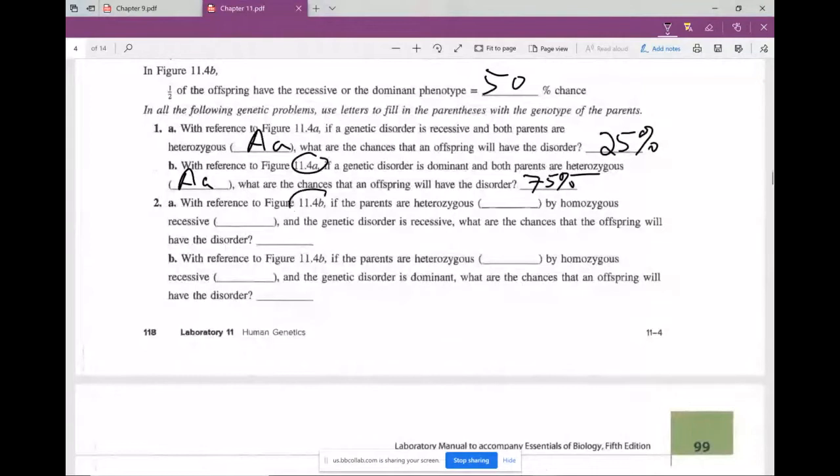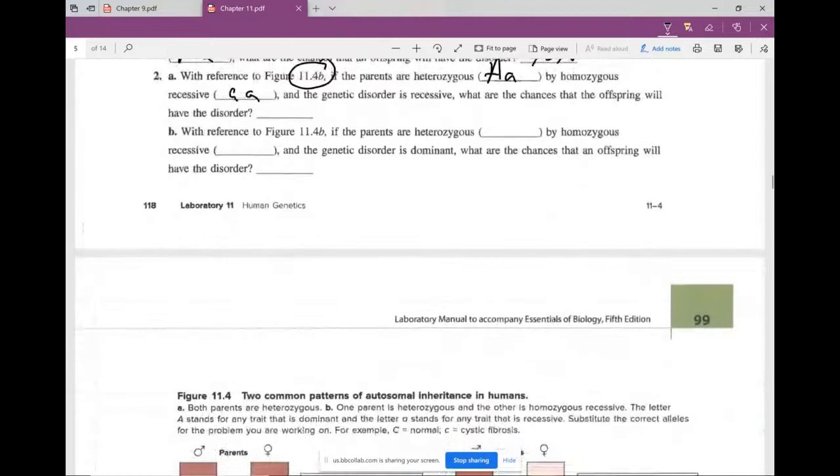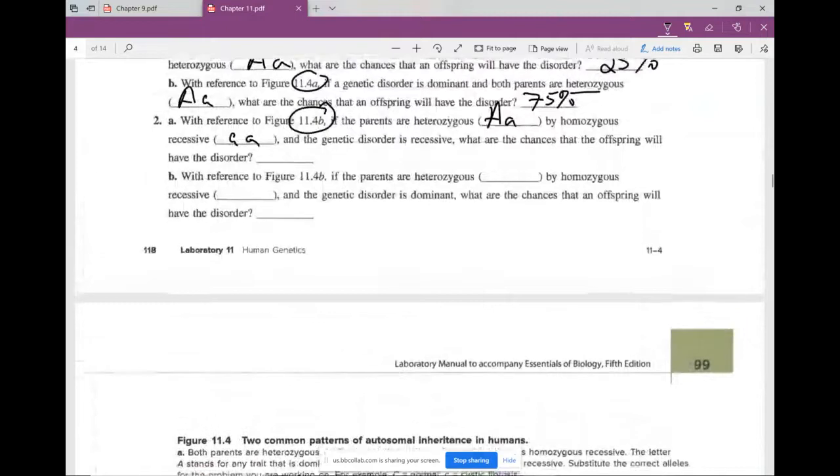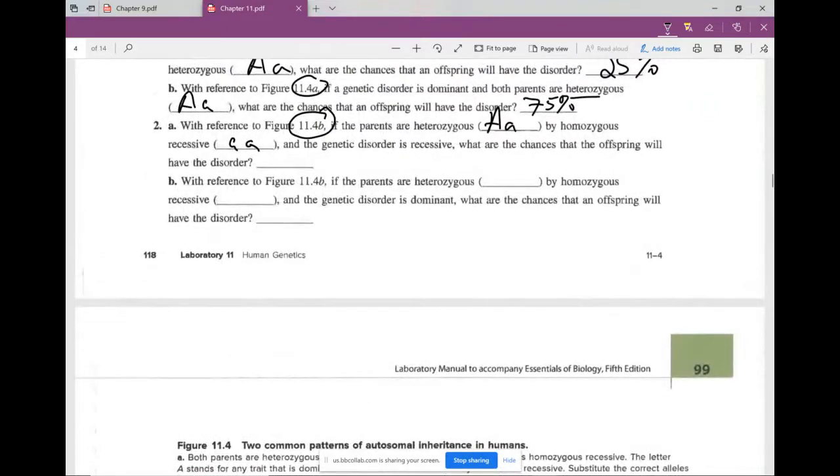Now, for figure 11.4b, if parents are heterozygous, big A, little a, by homozygous recessive, little a, little a, and the genetic disorder is recessive, what are the chances that the offspring will have the disorder? So let's take a look. All right, here one of the parents is recessive and the other parent is heterozygous. What are the chances that you're going to be the recessive individual? And that's 50%.